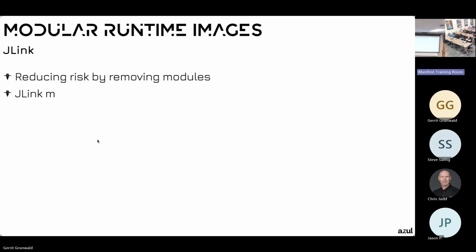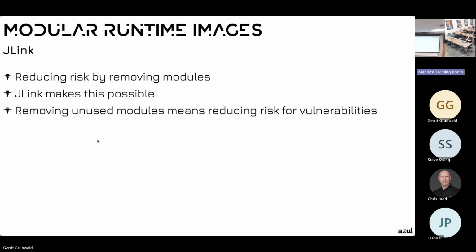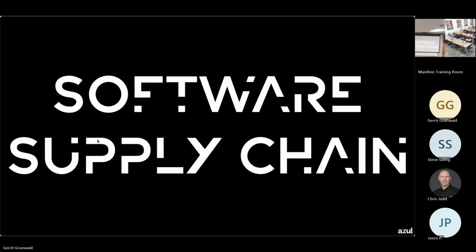And why does it make sense for security reasons? Well, JLink makes that possible, first of all. And removing unused modules also reduces the risk of getting hacked, because what's not there cannot be hacked. That's the point. So you should really use JLink. It isn't that hard. You have to look into it once, and there's a tool called jdeps, I think. This figures out all the modules that your application needs. And you can then pass this information to create a JLink runtime for your application only. Pretty simple.